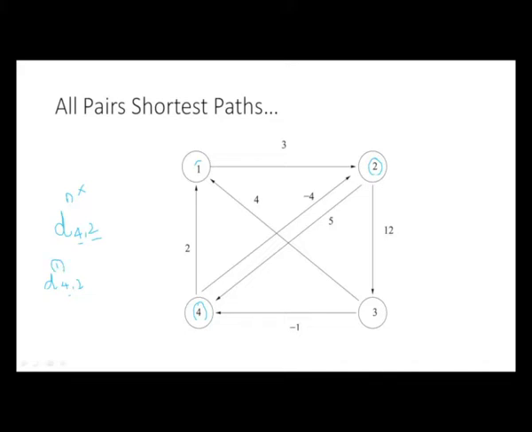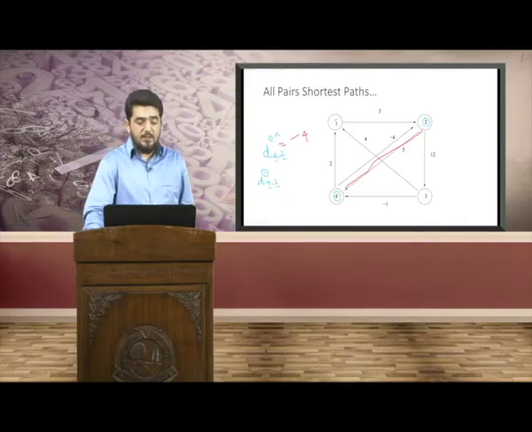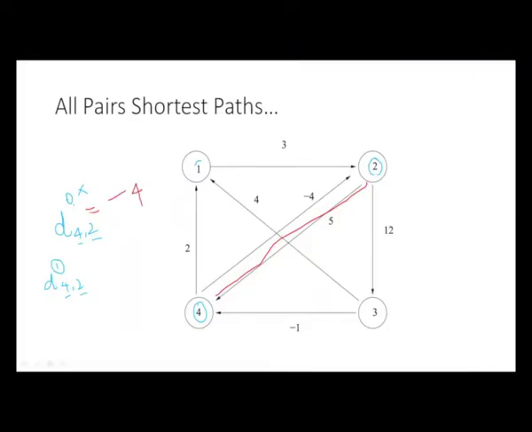So let us consider both these cases. Is there a path between 4 and 2 with no intermediate vertex in between? If we look at the graph, we can find that there is a direct edge from 4 to 2 with weight equal to minus 4, and obviously this d 4 comma 2 superscripted by 0 is equal to minus 4. So this is the length of the shortest path considering no intermediate vertex.